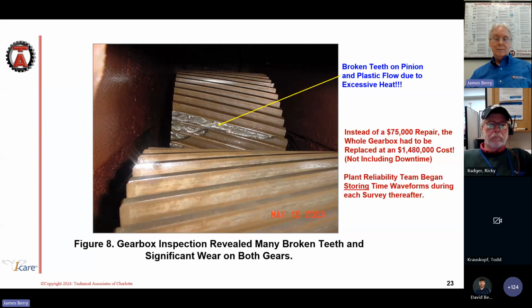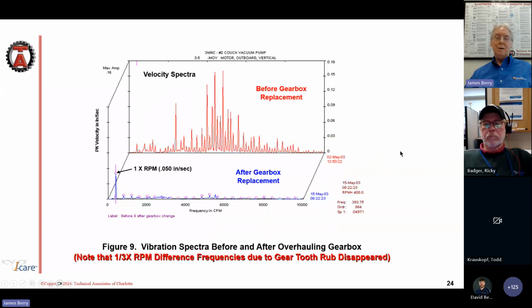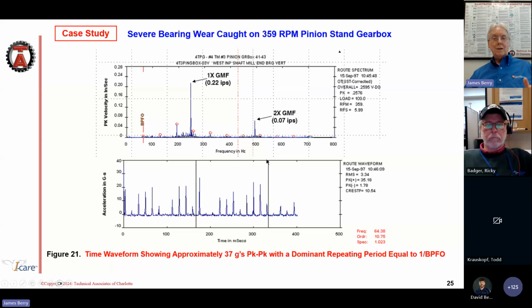It wasn't. Okay. Instead of a $75,000 repair for bearings and gears, just the gears themselves, the whole gearbox had to be replaced at a $1.48 million cost, not including the downtime. This is just parts and labor. That's it. The whole gearbox had to be replaced. So it's about 20 times as expensive as it should have been if we had looked at waveforms. Here's before and there's after the gearbox replacement. Big difference, right? So let's look at something else.